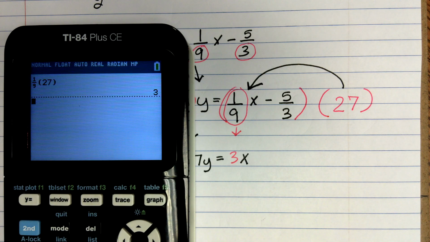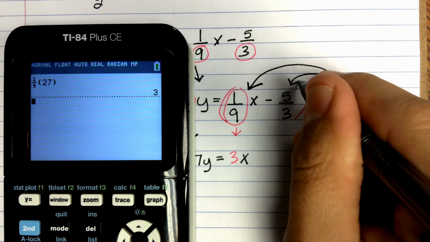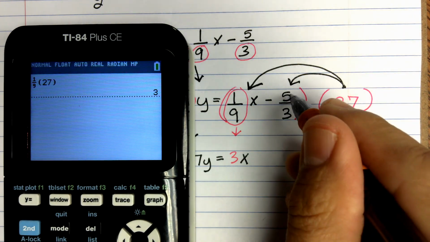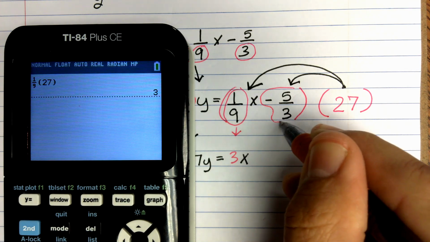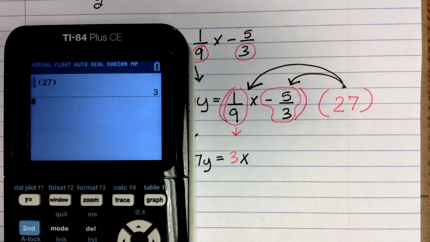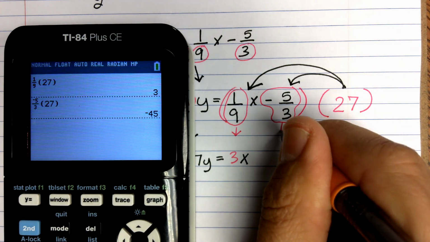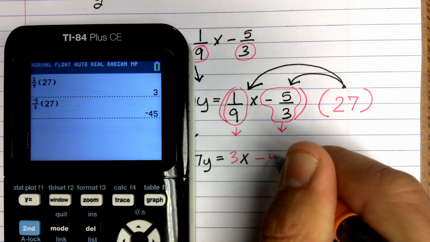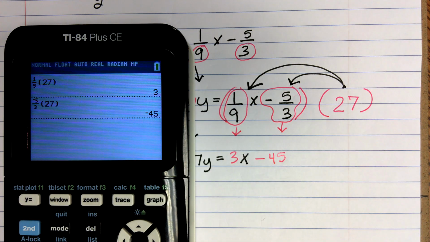Now we're going to take that 27 and multiply it to the next fractional value, right? The next rational number. And it's going to be this negative 5 over 3. And don't forget to keep that sign with the number. So let me hit alpha y equals enter to get my fraction bar. And I'll do negative 5 over 3 and multiply that to 27. And it gives me negative 45. So I'm going to write that answer right there. There's my constant.